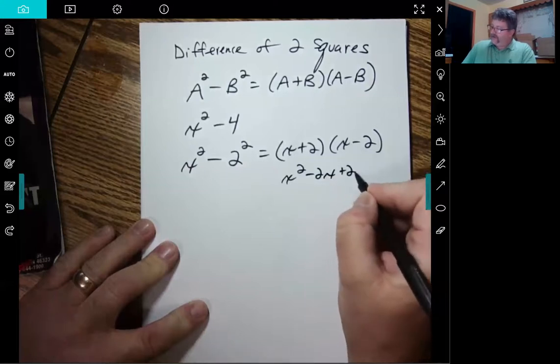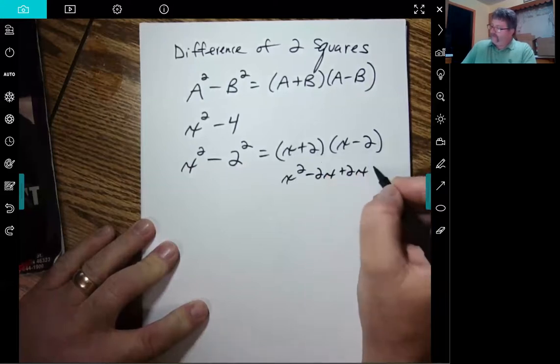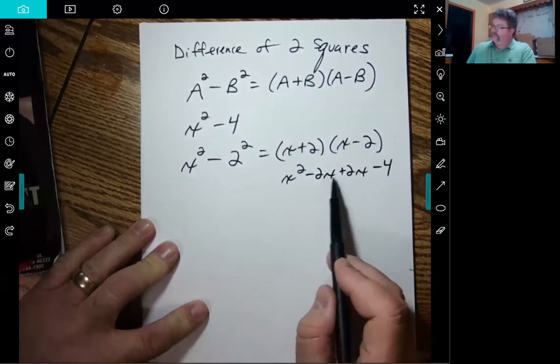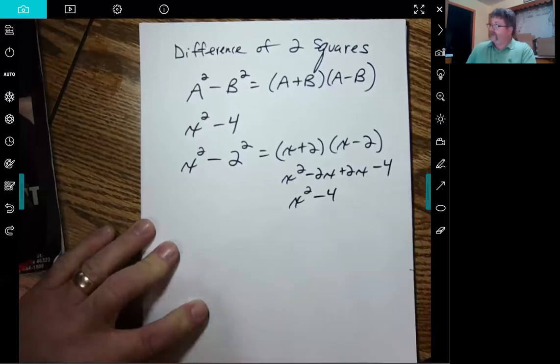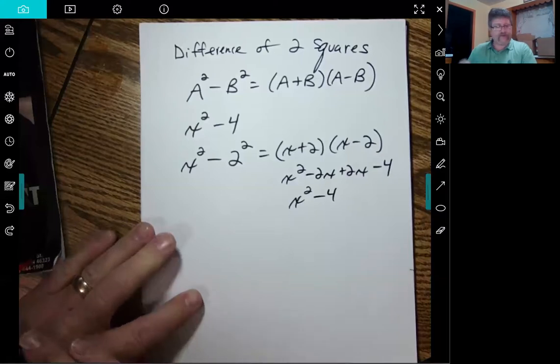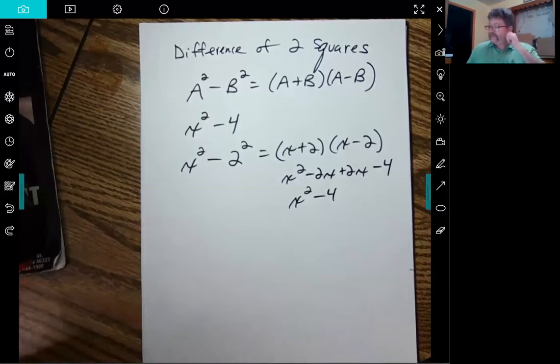2 times x is positive 2x. 2 times negative 2 is negative 4. Well, look what happens to those two terms in the middle. They disappear. And we have x squared minus 4. So it does work. But it's important that you be able to do this, because it does show up.